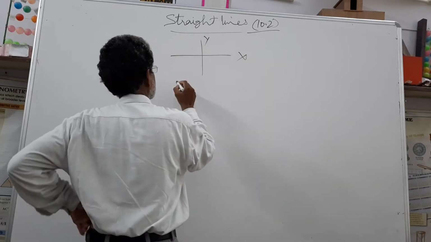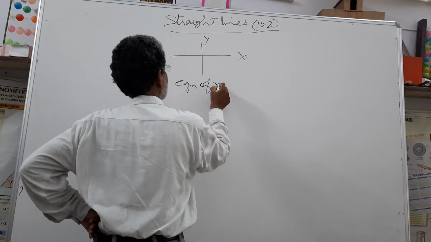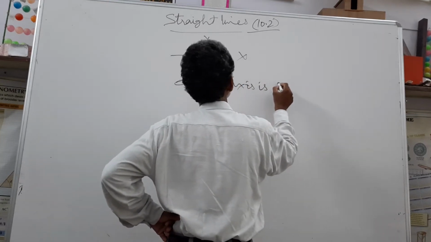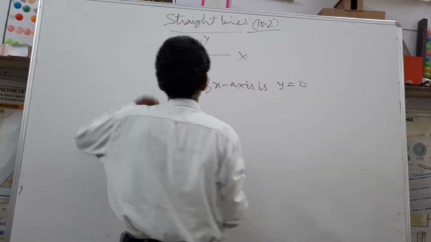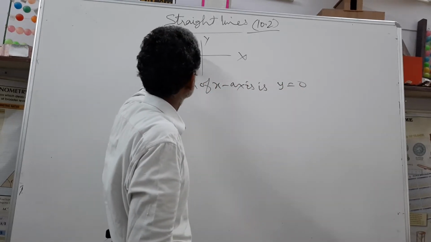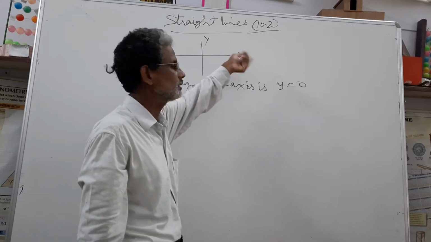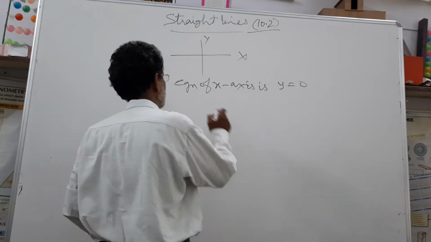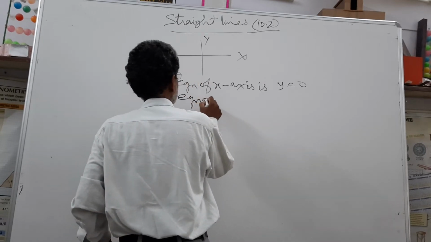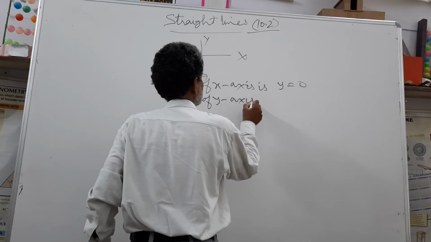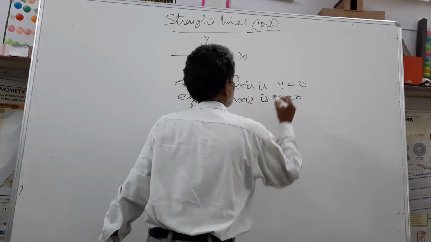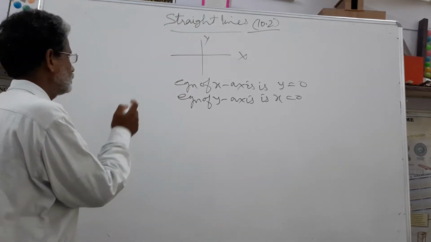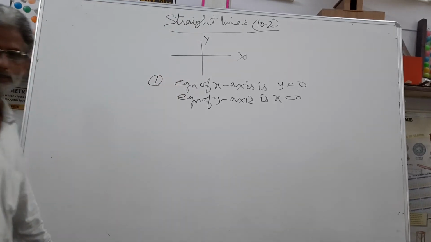Equation of x-axis is y is equal to 0. On x-axis, y coordinate of any point is 0. So therefore, equation of x-axis is y is equal to 0 and equation of y-axis is x is equal to 0. Now, this is your question number 1.